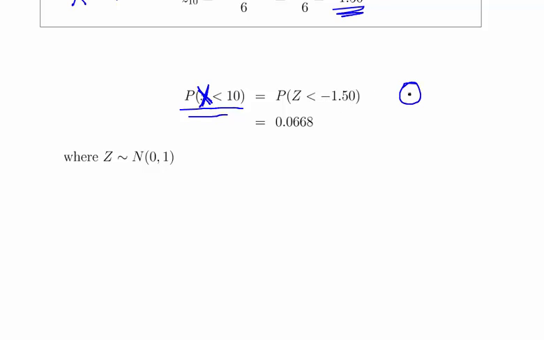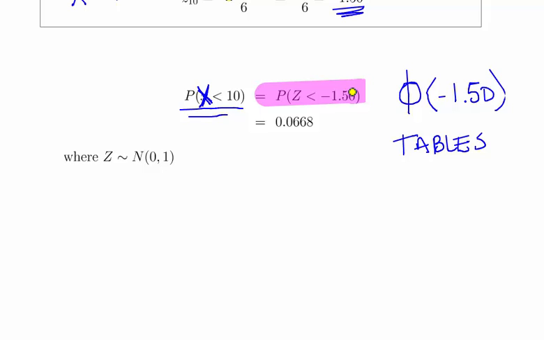Again, that is statistical tables work there. So the cumulative distribution function of minus 1.5. Essentially, this is using tables to do this, which I'm not going to get into in this video. The answer we get, though, is 0.0668, so 6.68%, nearly halfway between 6% and 7%, which is actually quite a lot.